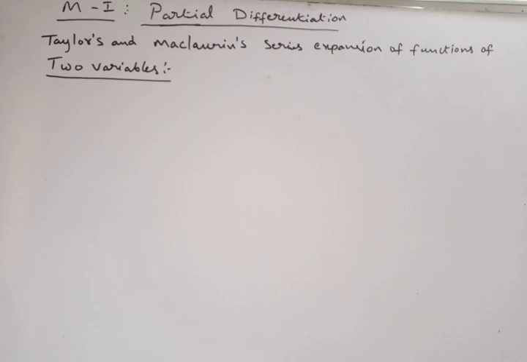For JNTU Kakinada students, it is there in unit 4, and for Osmania University students and JNTU students, it is there in unit 3, unit 2, like that. Okay? So now I am explaining partial differentiation.